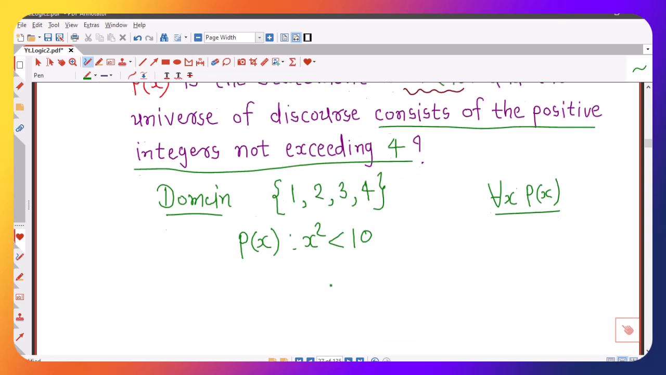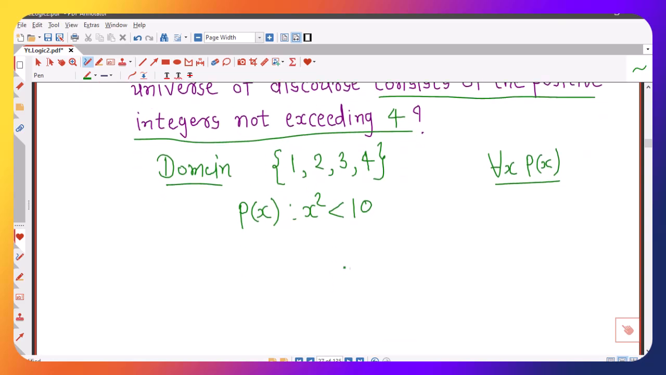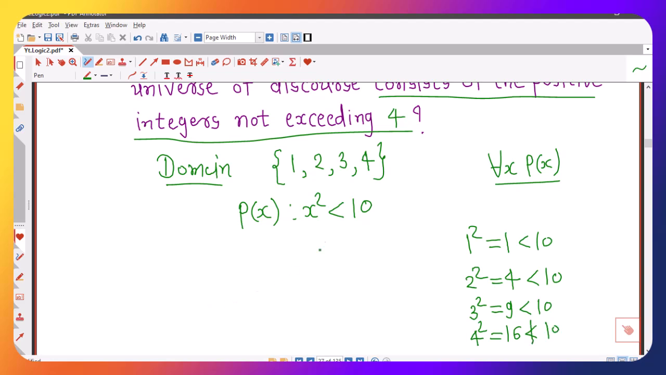So we can check by taking particular values of x. If I take x equal to 1, 1 square is 1, which is less than 10. If I take x equal to 2, I will have 4, which is less than 10. For x equal to 3, I will have 3 square, which is 9, is less than 10. But if I take x equal to 4, I have 4 square equal to 16, which is not less than 10. So this is not true for all values of x in the domain.